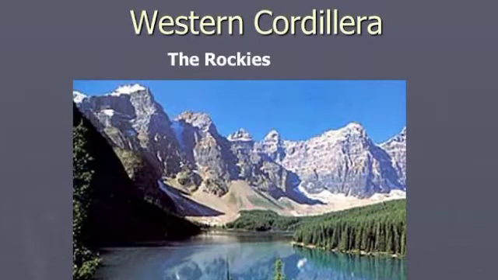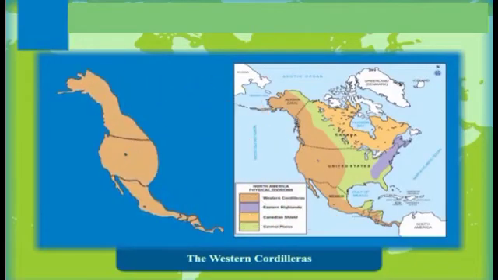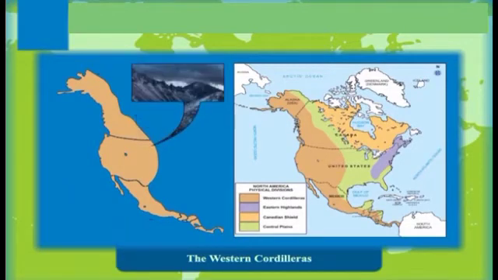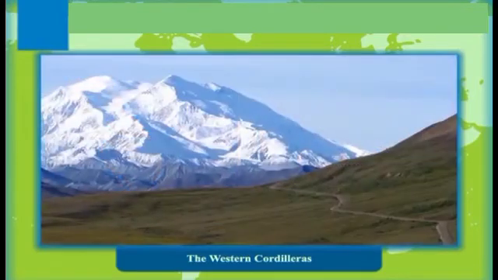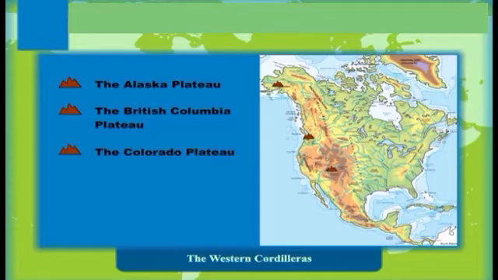Western Cordilleras. The Western Cordilleras is an extensive mountain system located in the west part of North America. These are the Young Fold Mountains and run from Alaska in the north to Panama in the south. The Rocky Mountains are the easternmost chain of mountains and make up a larger part of the Western Cordilleras.